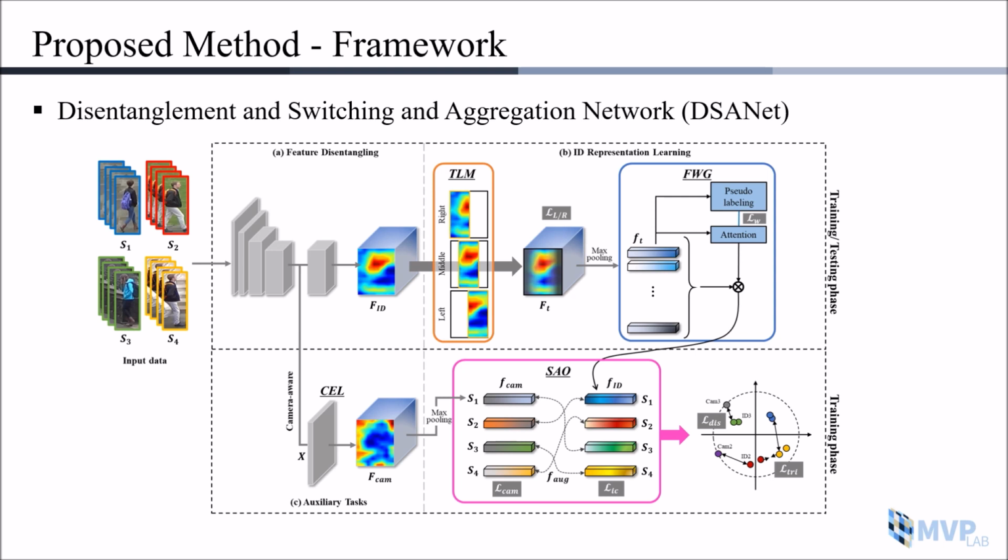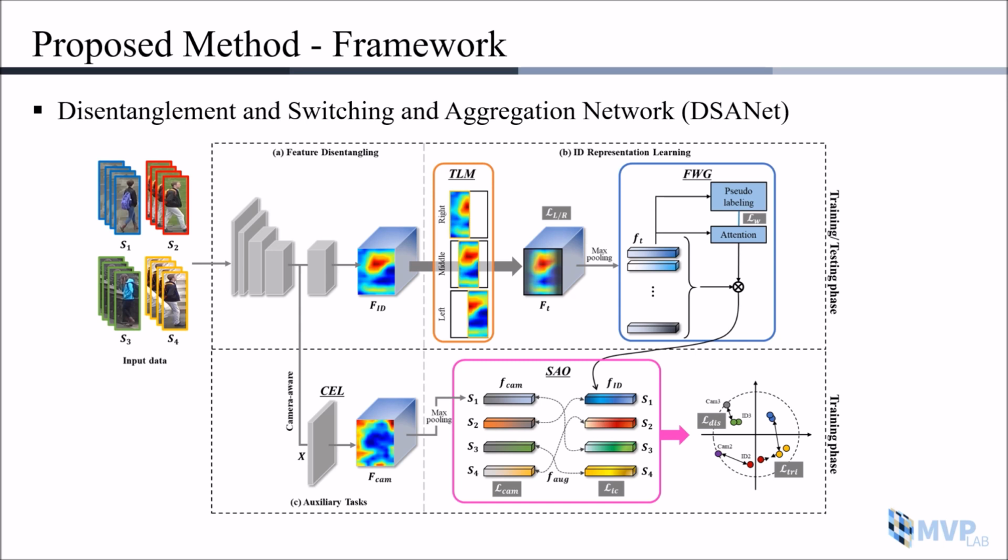This is our network design. DSANet involves three processes: feature disentangling, ID representation learning, and auxiliary task. DSANet separates features into ID features and camera features. Then ID representation learning makes ID features more resistant to changes in the target's position through TLM and FWG. Finally, DSANet conducts auxiliary tasks by SAO, which augments features to have various camera characteristics.